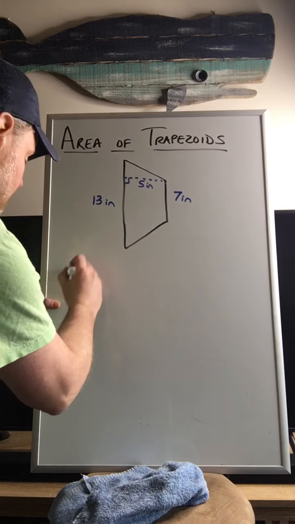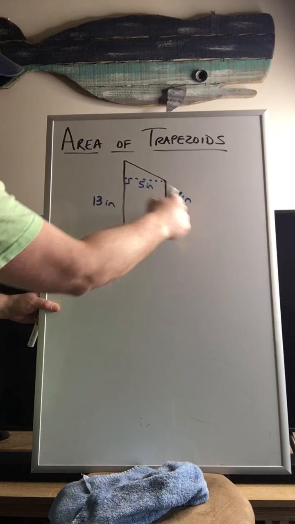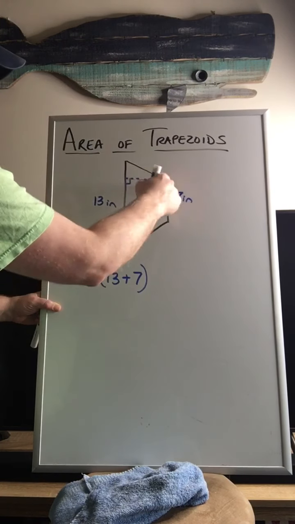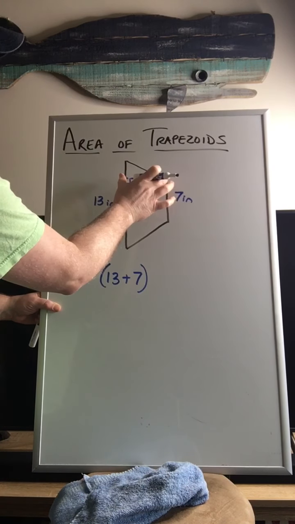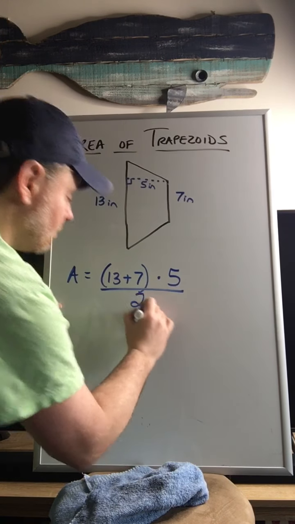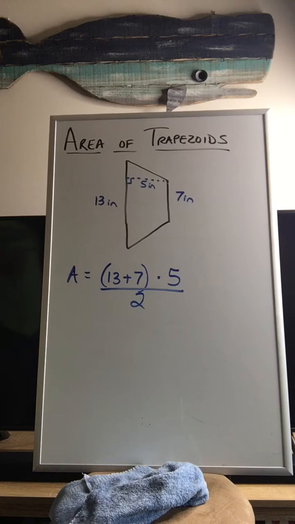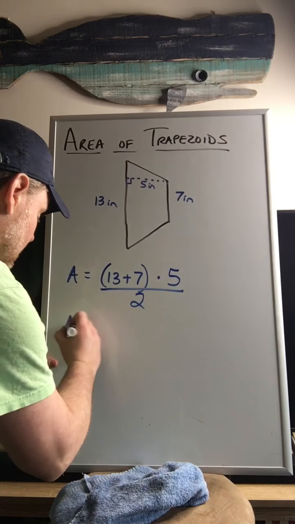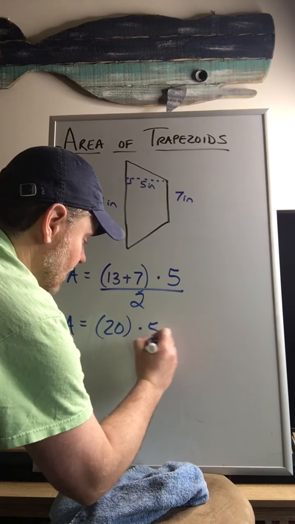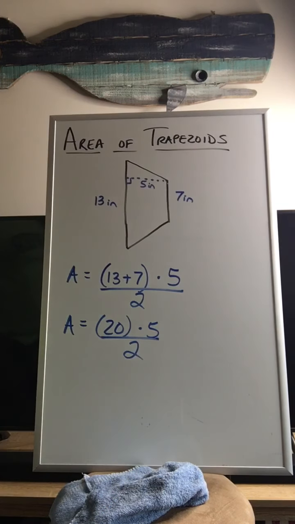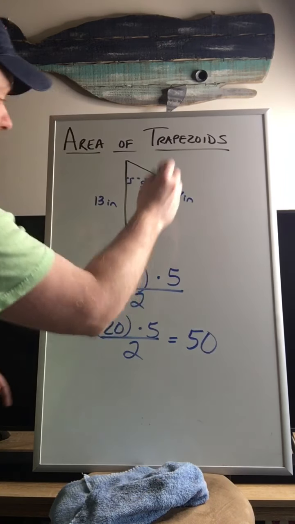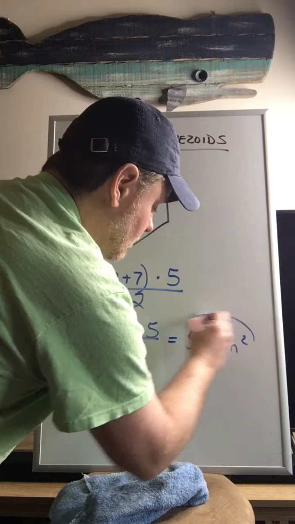So for this one here, you would still add the bases, 13 plus 7, multiply by the height, which in this case is kind of a width since it's turned on its side, and divide by 2. Period. Okay? And so then that area would come out to be, so that'd be 20 times 5 and divided by 2, which is going to come out to 50. And if we're still talking about inches, square inches.